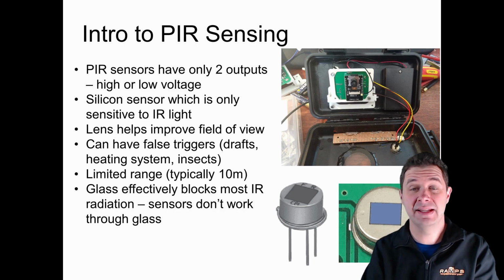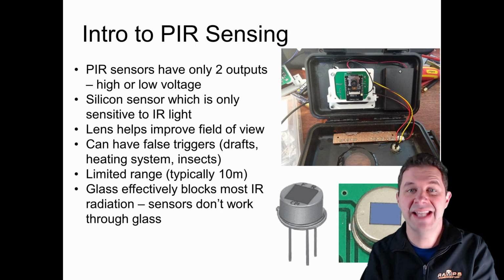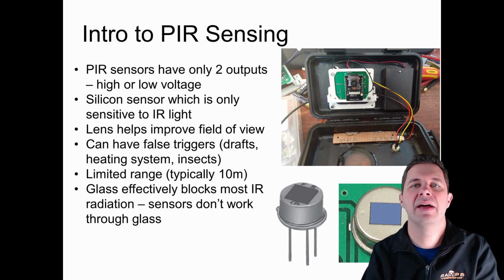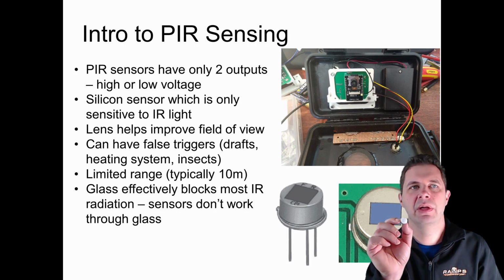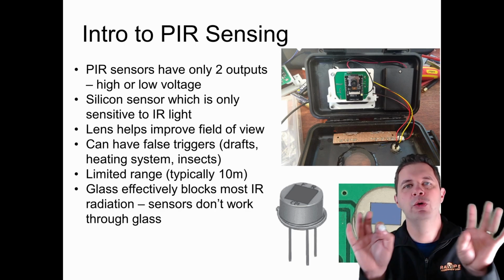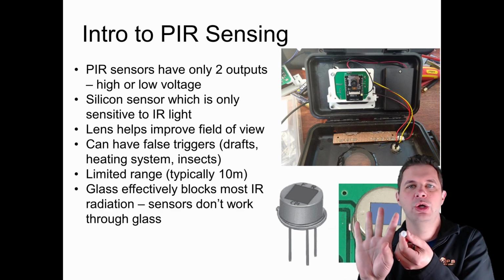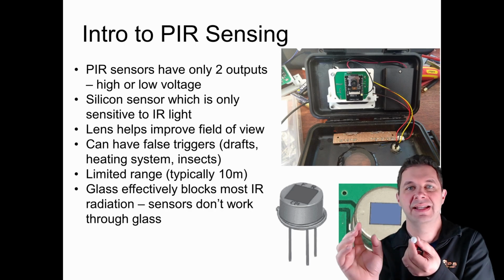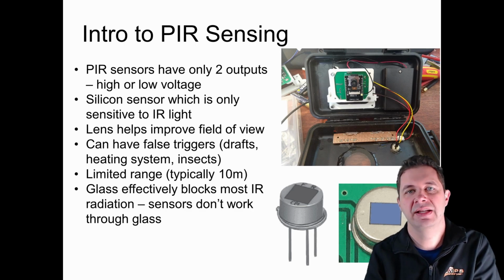Now, these passive infrared sensors typically only have two possible outputs, either a high or a low, based on whether they've detected something or whether they haven't. And you can see here the little silicon sensors, which are sensitive to infrared light. Typically they have a little lens on them, like this lens here, which helps improve the field of view. Rather than being just a sensor that measures something directly in front of it, you can have a much wider field of view that can detect other objects within a room or within an environment that we're trying to measure.